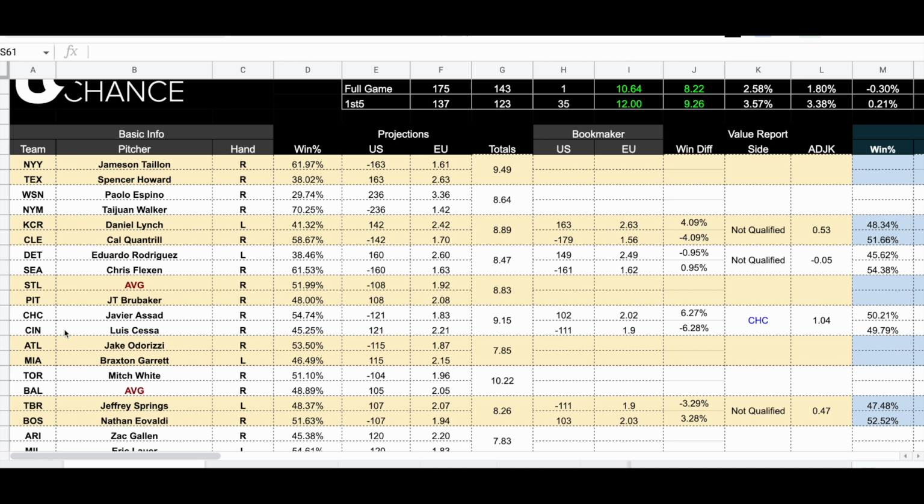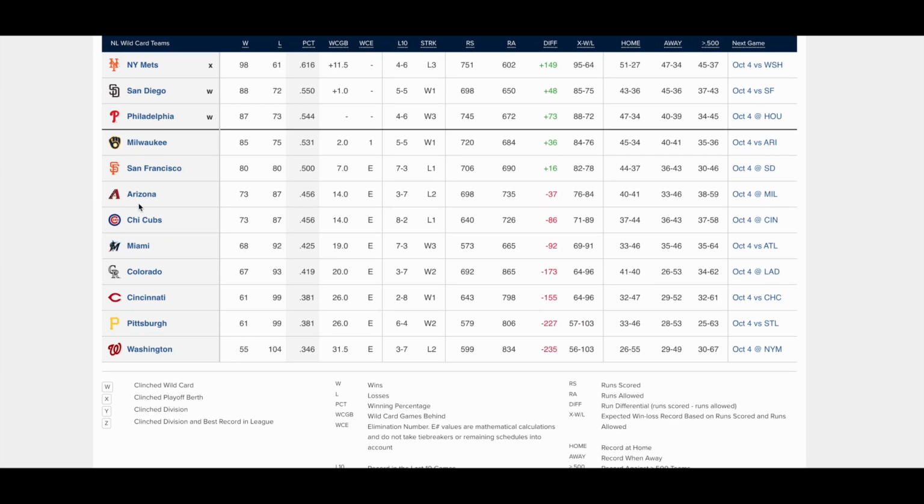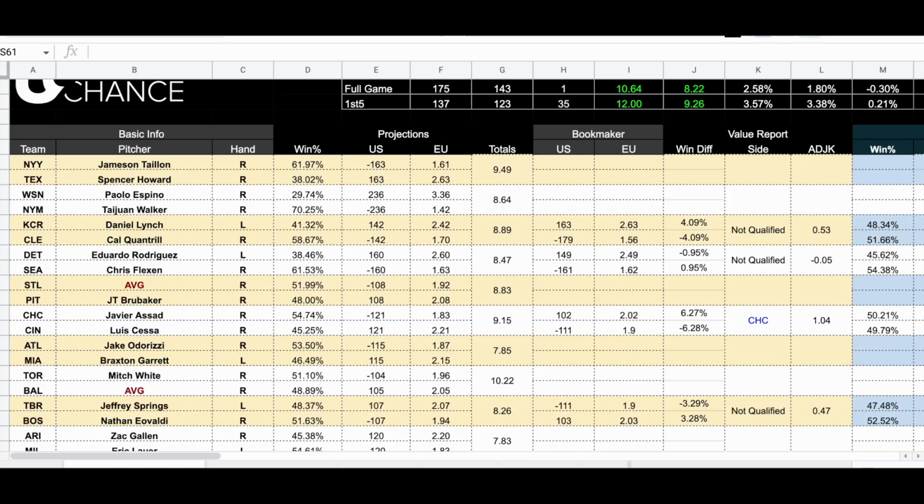Chicago Cubs against Cincinnati. Both teams are out of the playoffs, so they will play for the fans. Yesterday, I think Chicago lost against Cincinnati, and today I have small value with Chicago Cubs. Based on my projections, Chicago Cubs should be at minus 121. Bookmakers have them as a small underdog, close to even, and because of that, I have Chicago Cubs to win full game at 1 unit.